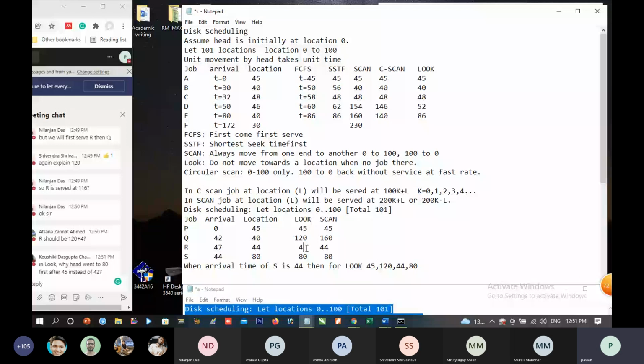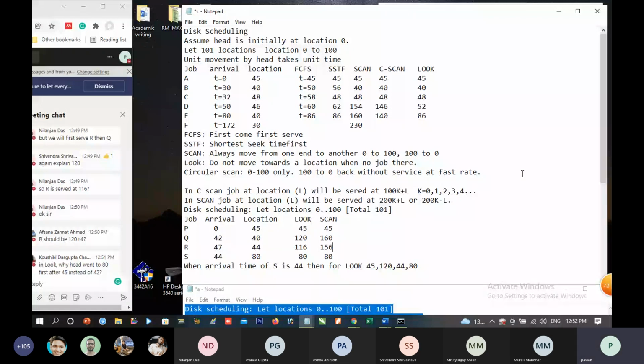And in scan, we would have served it at 156. Is this clear to you? You see, look is very similar to scan. Head goes from one end to the other, but does not reach right at the end. If it finds that towards the end no job is available, then it will start coming back. Is it correct to you?